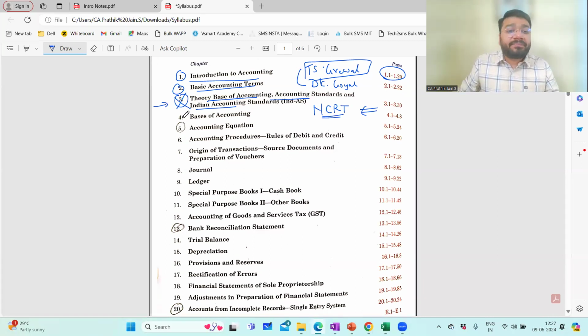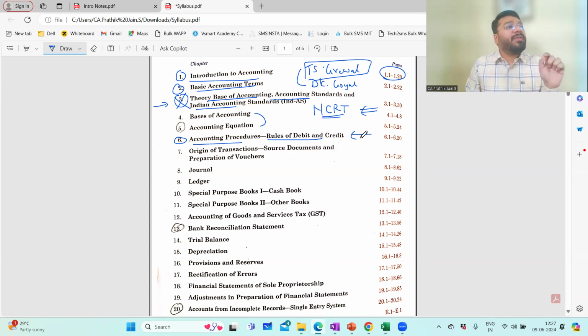Then from there, we will directly jump to the 6th chapter, where we are going to learn the accounting procedure, that is, rules of debit and credit. Now you may say, sir, in between you left the 4th and 5th chapter. Why did I leave them? Because these two chapters will not make any sense if you do not understand chapter number 6. So the order in which I'm going to take the chapters, guys, is an order which is already tried and tested on your seniors.